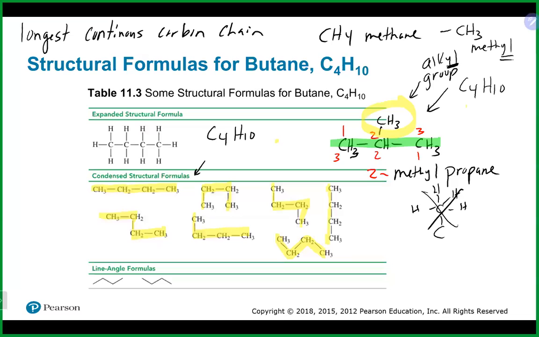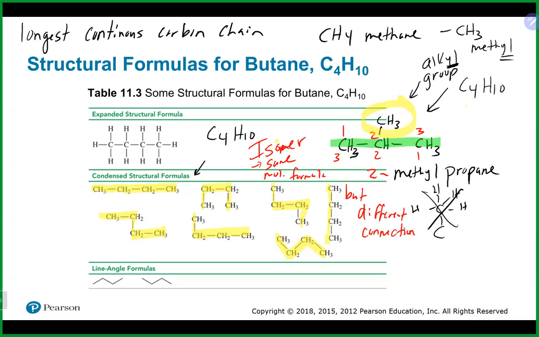Long story short, that was a long story, but it is definitely not butane. Even though it has the same number of carbons and the same number of hydrogens, because of the way it's connected, the longest continuous carbon chain is only 3 versus 4, which is what we see in butane. That is what is known as an isomer. An isomer is the same molecular formula, but different connection.